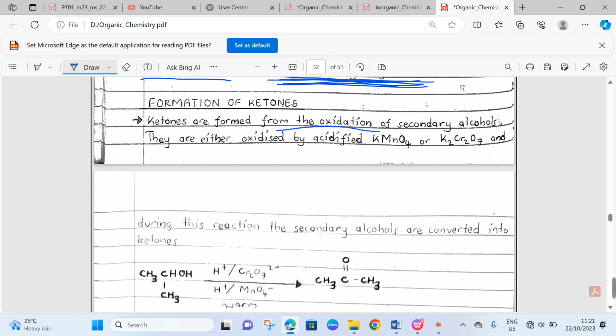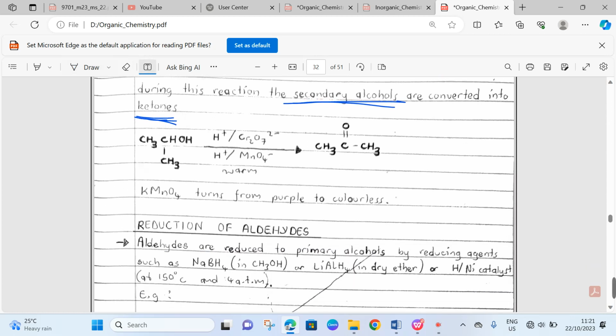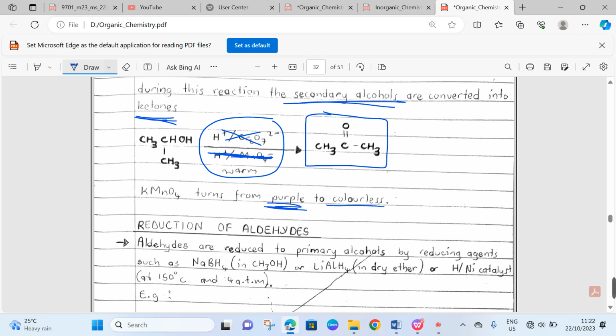Ketones are formed from the oxidation of secondary alcohols. They are oxidized by acidified potassium manganate(VII) or potassium dichromate(VI). And during this reaction, secondary alcohols are converted into ketones. That's all. So here I just wrote to say the oxidizing agent can either be potassium dichromate(VI) or potassium manganate to give you your ketone over here. So say you use acidified potassium manganate. There is a color change from purple to colorless.